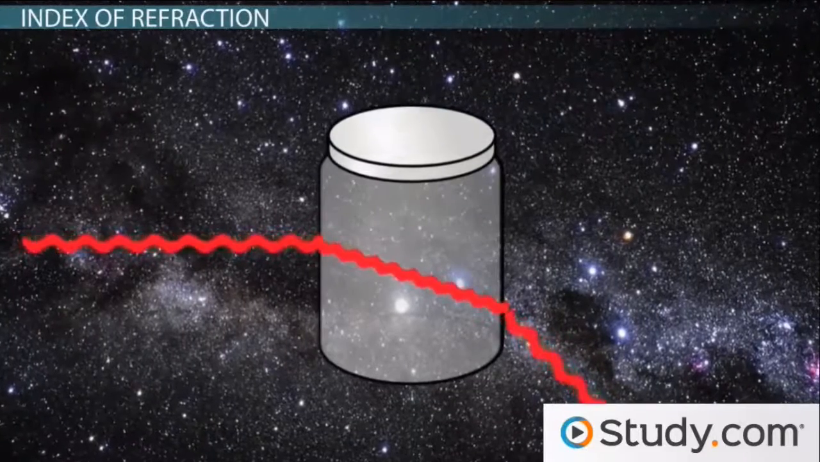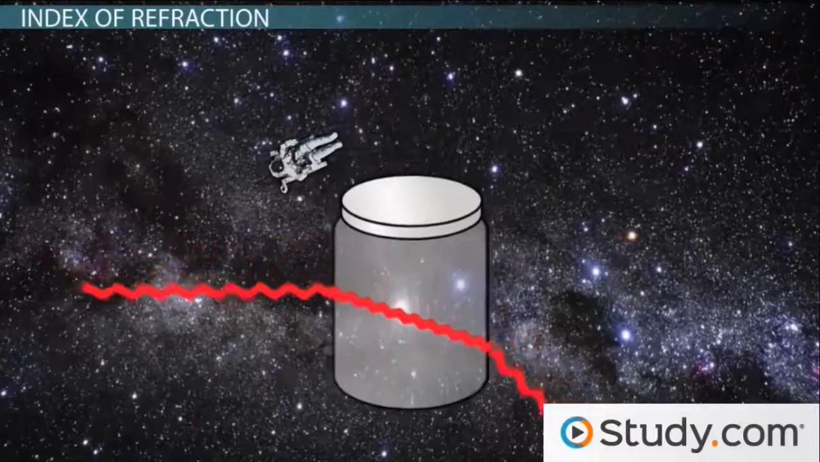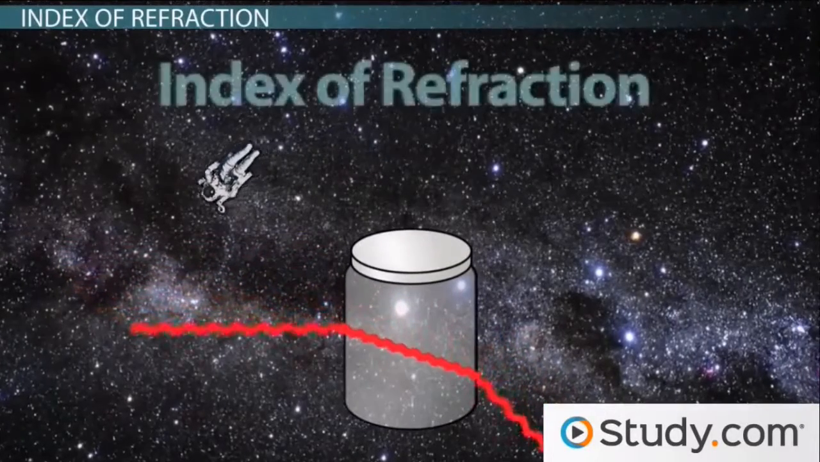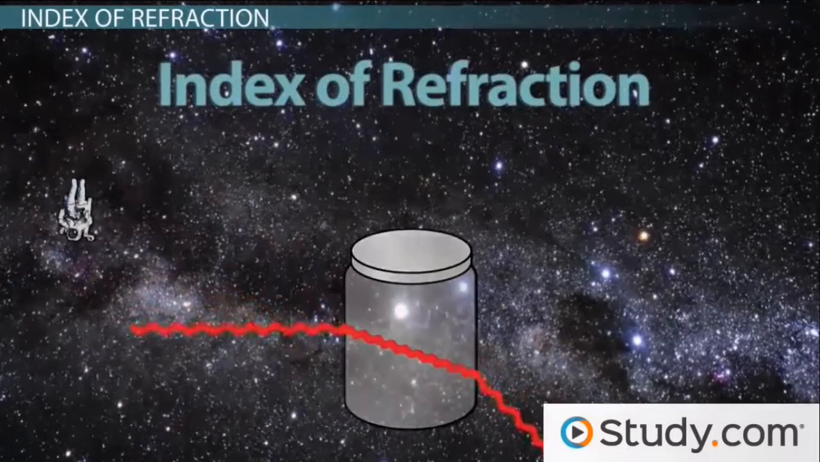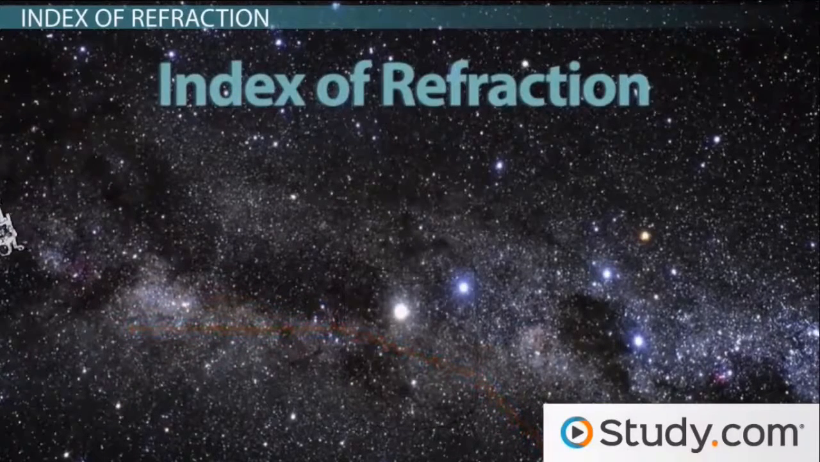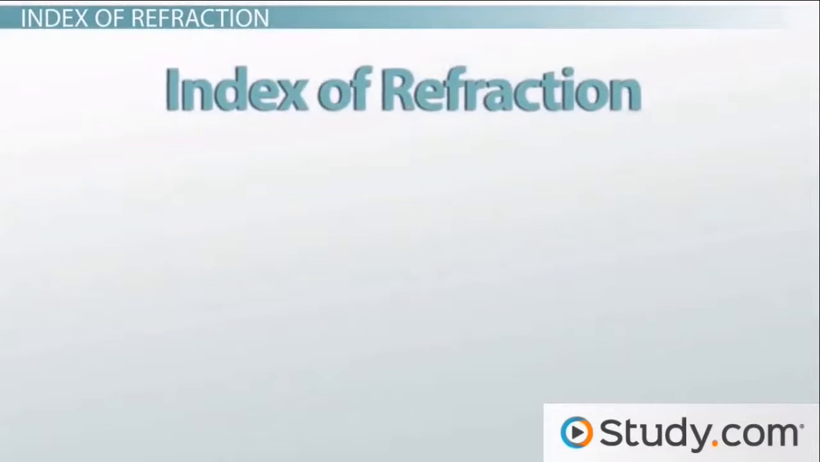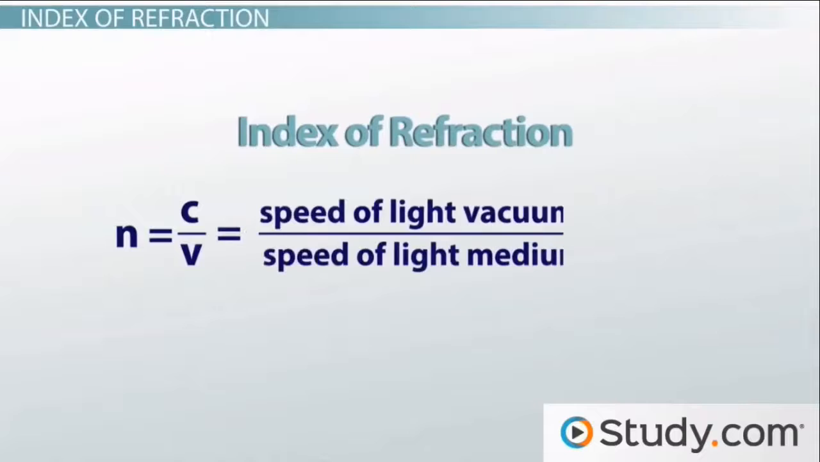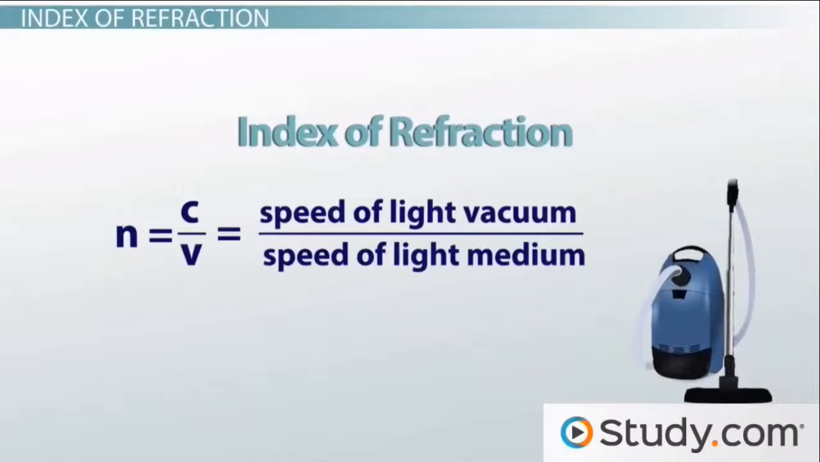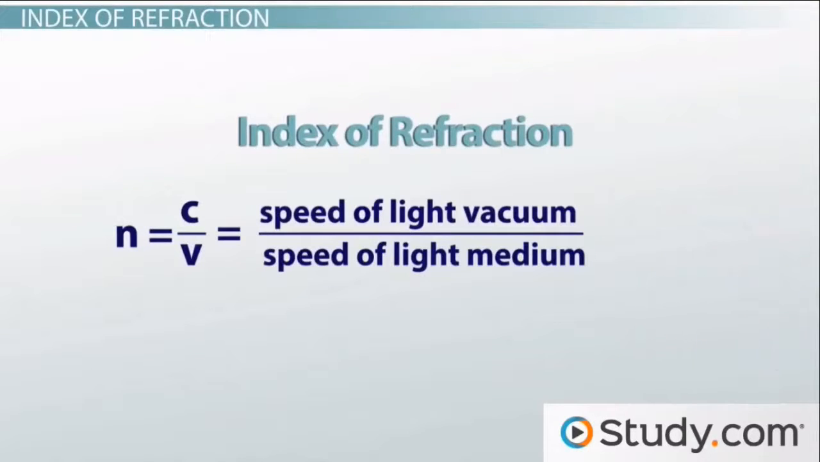The difference between the speed of light in a vacuum and the speed of light in a certain medium is called the index of refraction. It's a number that represents how a medium refracts a light wave. The index of refraction is different for every medium. It's found using the formula n = c / v, where c is the speed of light in a vacuum and v is the speed of light in the medium. The ratio of these two speeds always makes a number that is greater than or equal to 1, because light always travels slower through material than in a vacuum.